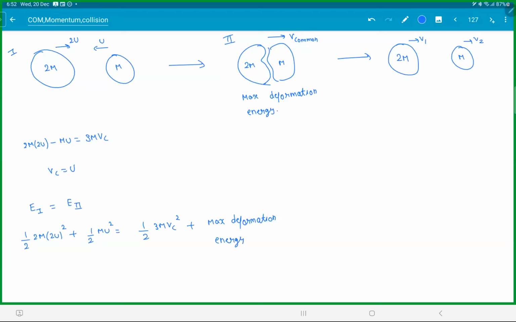This guy would be how much? 4 of 9 by 2 mu square. This is 3 mu square by 2. So this is max deformation energy. That would be 9 minus 3, 6 by 2, 3 mu square.